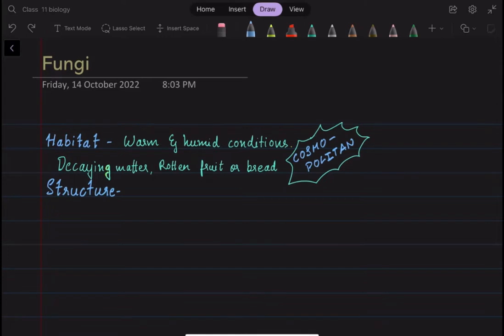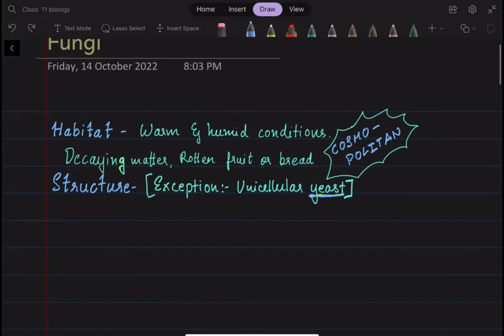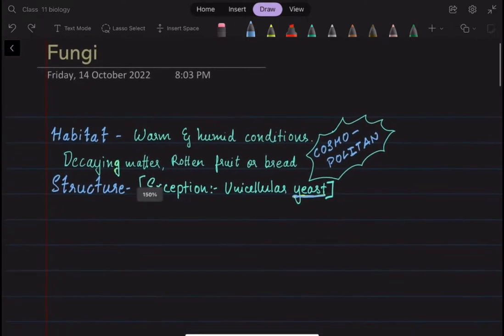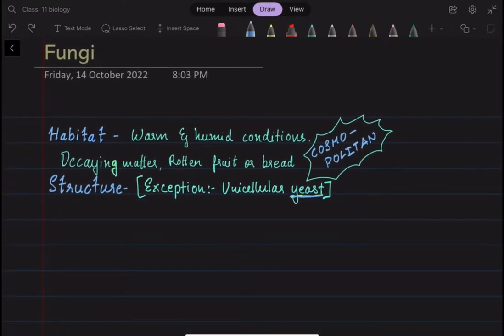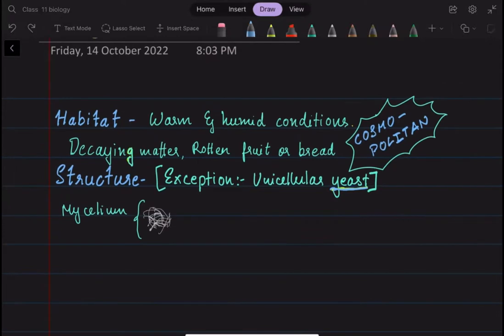Now, coming to the structure, we know that fungi are multicellular eukaryotes, but there's an exception, that is yeast. Yeast is unicellular, and we know that yeast is famous for its use in fermentation, right? Now, coming to the actual structure. Fungi are basically made of mycelium, which is a mesh-like structure. You can see this mesh-like structure, and this is called the mycelium.